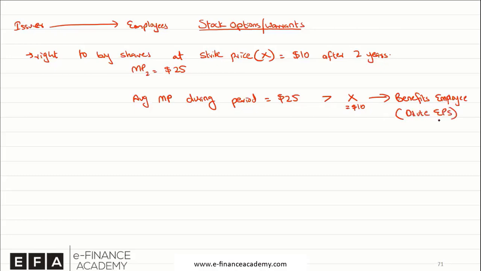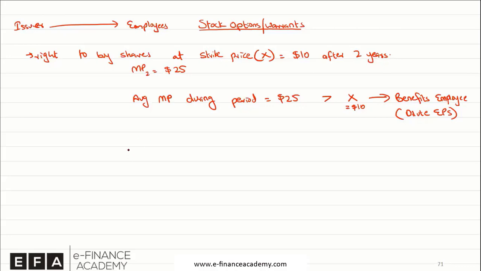EPS. So if you're given a question and you just have to determine whether it's dilutive or not, all you have to do is simply compare the average market price during the exercise period against the exercise price. And if it's more, that means employees would exercise the options and it would actually be dilutive for the employers.